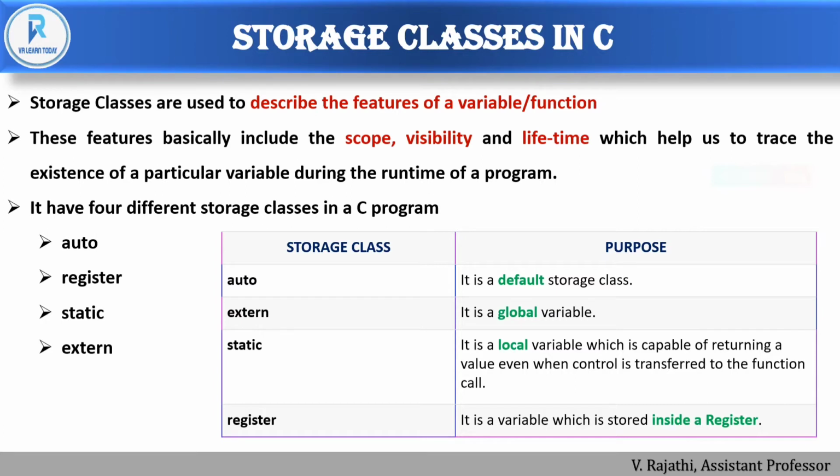This is mainly used to describe the features of the variable. It is nothing but what is the scope of the variable, what is the lifetime of the variable, and how it will be visible, public or private. So auto is a default storage class, extern is a global variable, and static is a local variable which is capable of returning a value even when control is transferred to the function call. Register is a variable which is stored in a register.